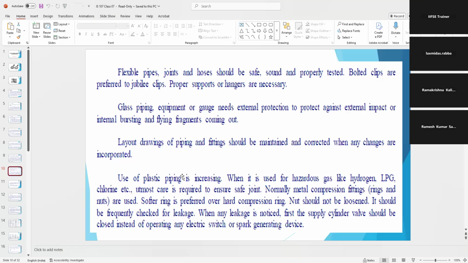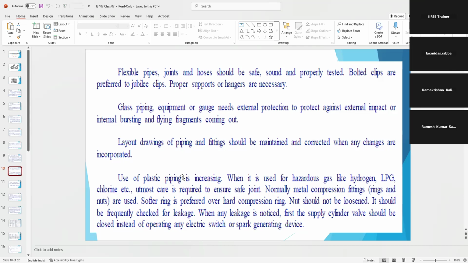The use of plastic piping is increasing, even when it is used for hazardous gases like hydrogen, LPG, and chlorine. Utmost care is required to ensure safe joints. Normally, metal compression fittings, rings, and nuts are used. A softer ring is preferred over a hard compression ring. Nuts should not be loosened, and joints should be frequently checked for leakage.